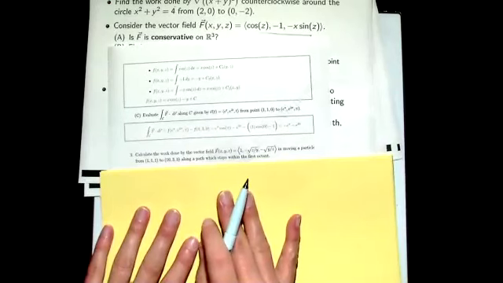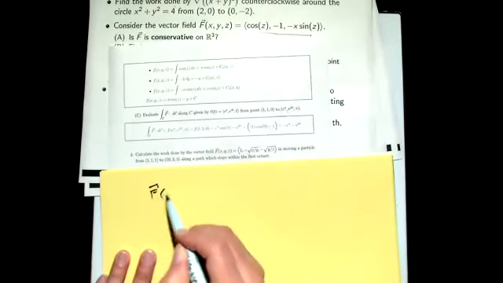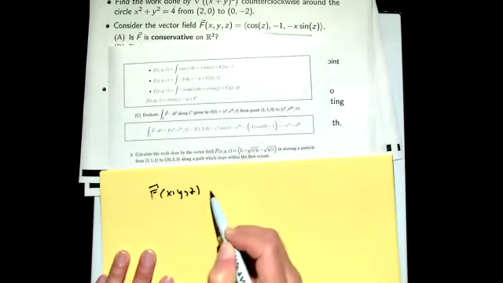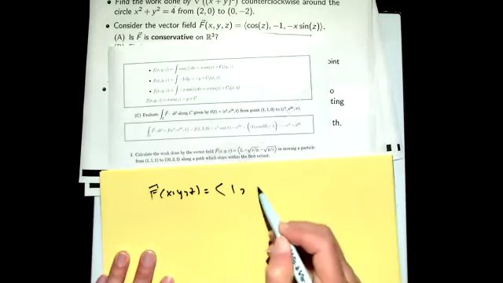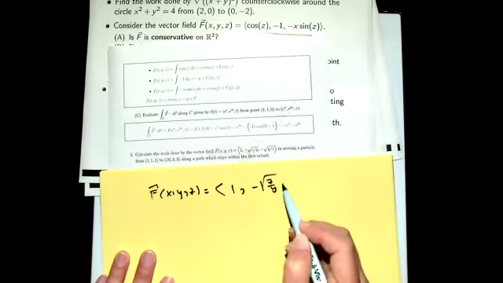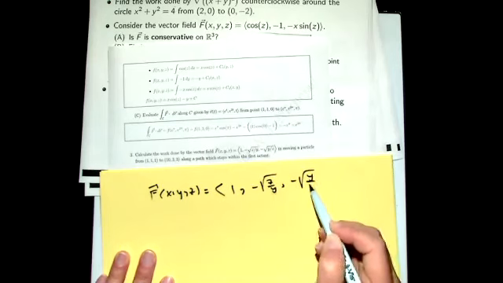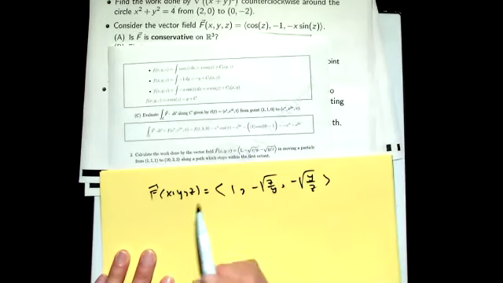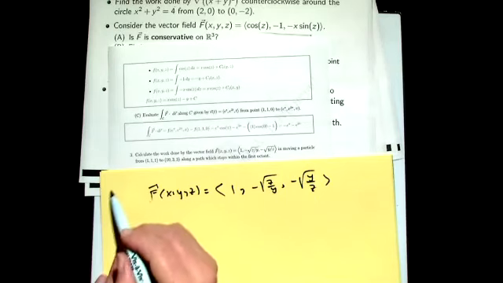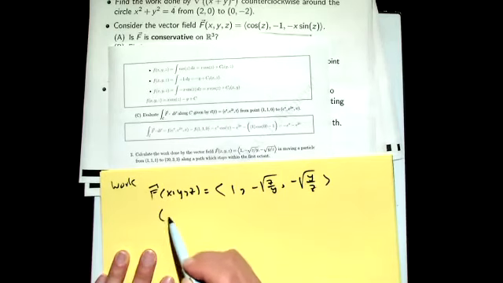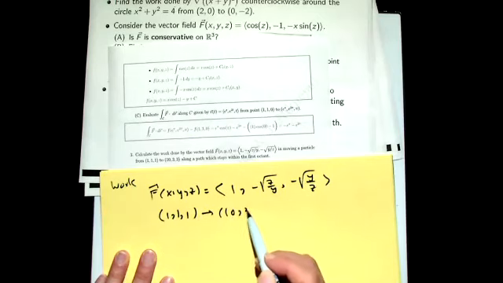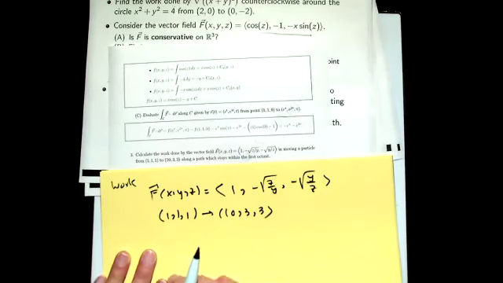Starting problem. It says f(x, y, z) is equal to ⟨1, -√(z/y), -√(y/z)⟩. In moving the particle, you want to work from (1, 1, 1) to (10, 3, 3). So that's the problem to be done.